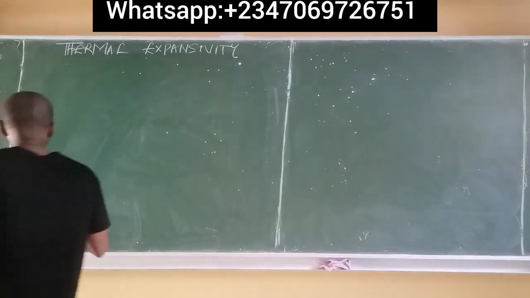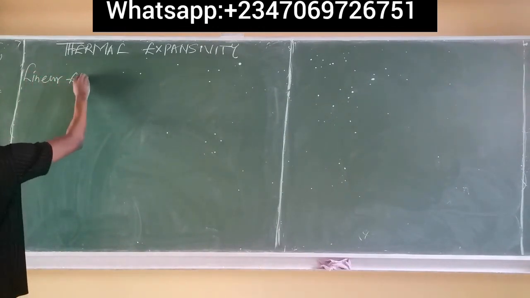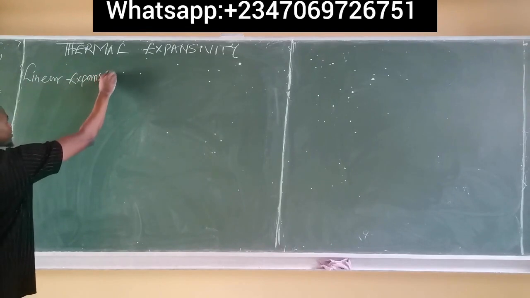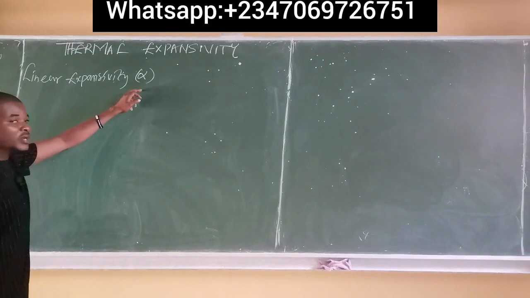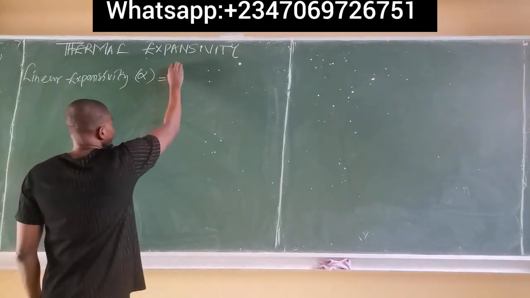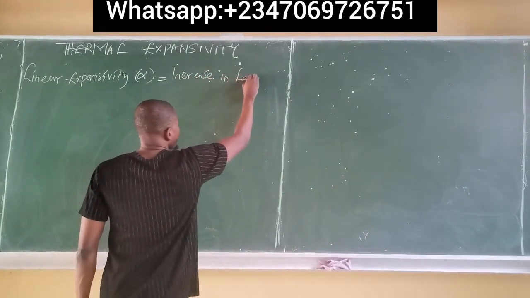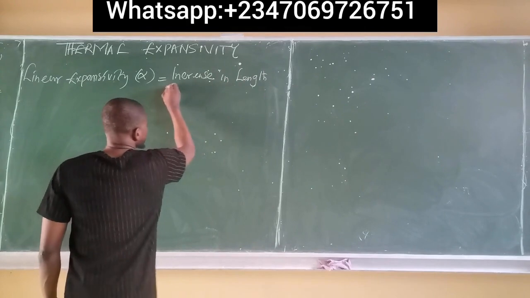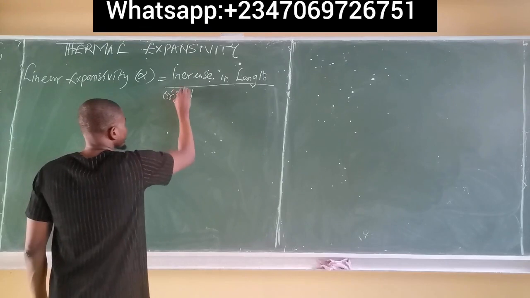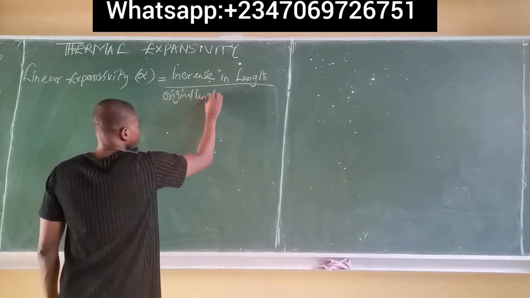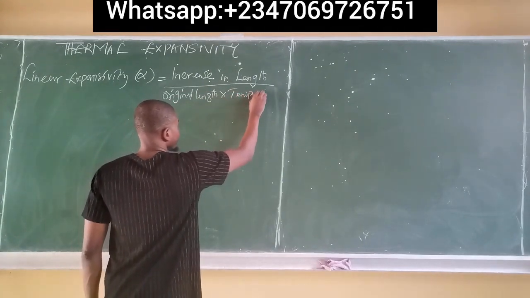Mathematically, linear expansivity can be denoted by the Greek symbol alpha. Linear expansivity is denoted by the Greek symbol alpha. It is simply given as the increase in length with respect to the original length, multiplied by the temperature rise or temperature change.